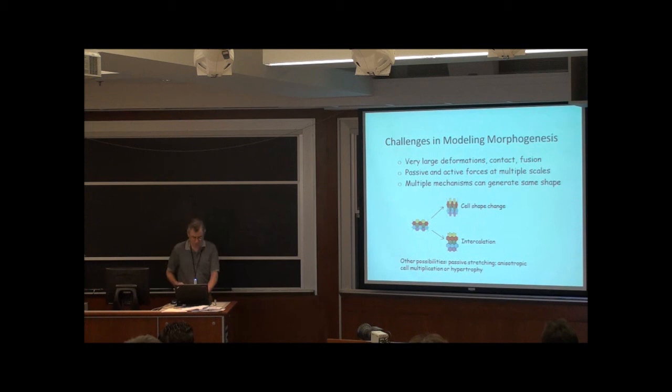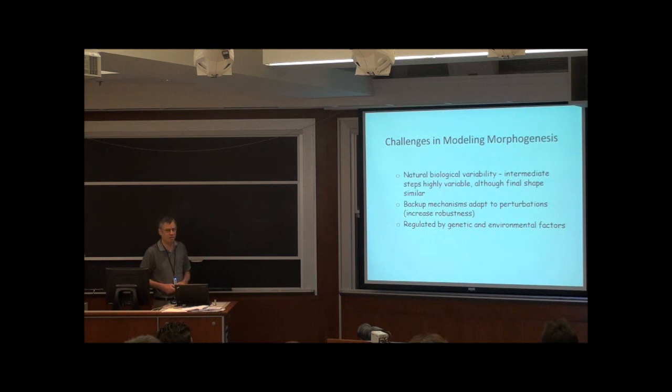Also, the natural biological variability makes these problems challenging. In particular, in morphogenesis, what is really unusual is that if you watch an organ develop, intermediate stages may be relatively highly variable. They may not even look like the same structure in a lot of cases from one individual to the next, but they end up all looking the same. So the heart may look quite a bit different through the steps it takes in development, but it ends up pretty much looking like the same heart in all cases.